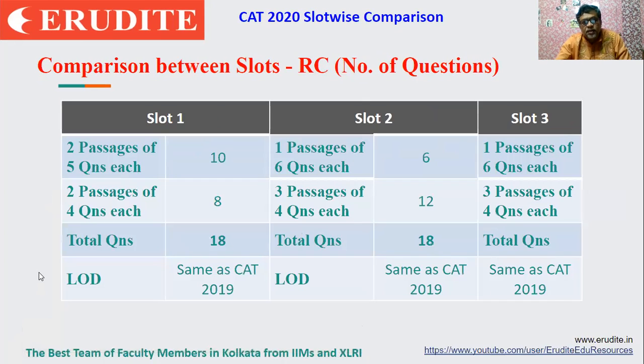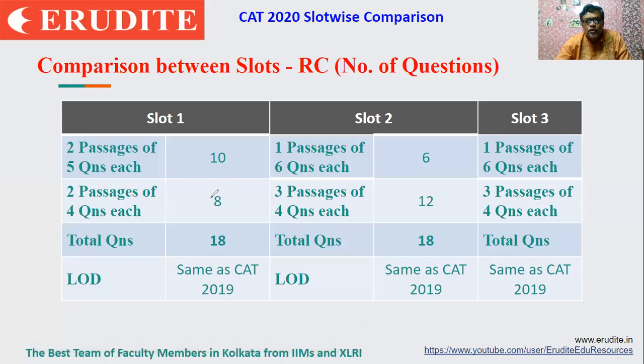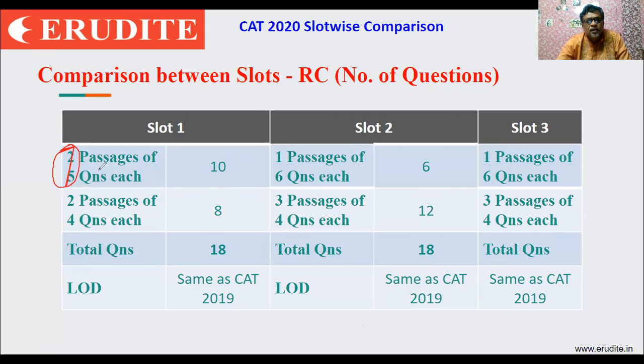Now we are moving to the RC passages. If I compare slot 1, slot 2, and slot 3: in slot 1, 2 passages appeared with 5 questions each. In slot 2, it is 1 passage with 6 questions, and it remains the same, 1 passage with 6 questions. The number of RC questions is 18, and it remains the same in all cases.